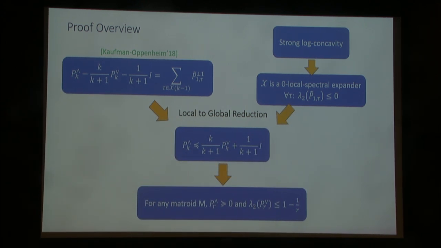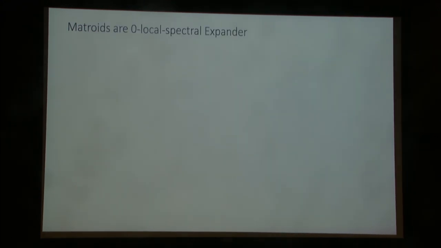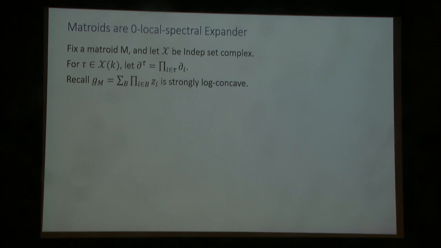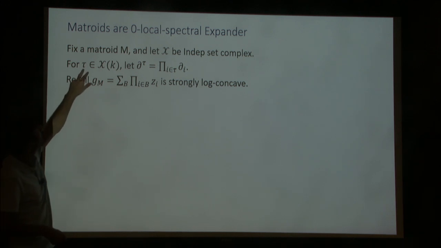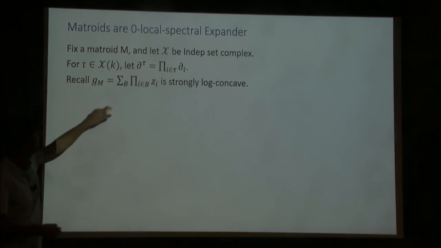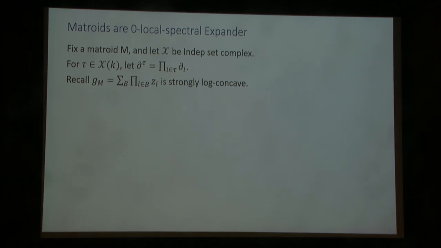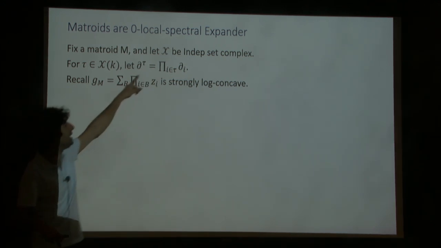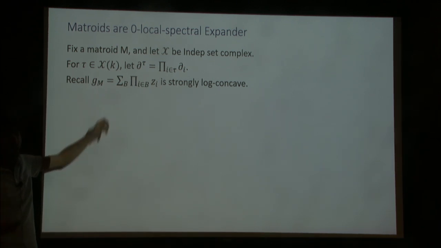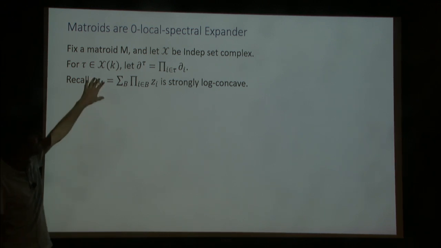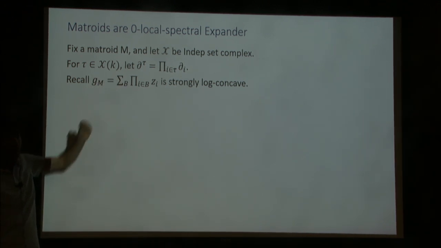Okay. Let me just give you one slide on why this is true, and then I'll be done. I want to say why matroids are 0 local spectral expanders. Let's say you have a matroid. X is the independent set complex of the matroid. You look at an independent set tau with k elements. Say you differentiate with respect to I in the independent set tau. This operation is basically contraction. If I apply this operation to the generating polynomial of the matroid, I'm contracting the independent set I, and I know that after this contraction, I still have a log-concave polynomial.